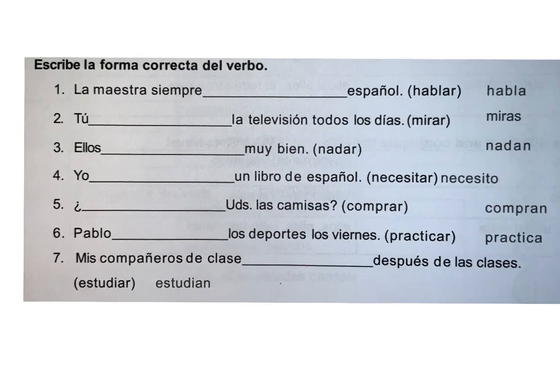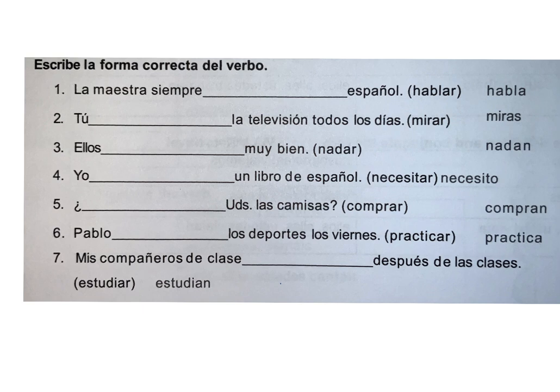For the first one, you should have had habla. What does habla mean? Speak. Yeah, it's to speak. So, la maestra siempre speaks Spanish, right? Speaks Spanish. Tú, you should have used miras. What does miras mean? To look at. If you have an easy way to remember it, it looks like mirror, okay? So that's how I always remembered that one. All right. You don't know nadar is to swim. But ellos should have been nadan. Yo, necesito. Necesito, what does that mean? That sounds like it. To need. It is a necessity to need. Necesito.